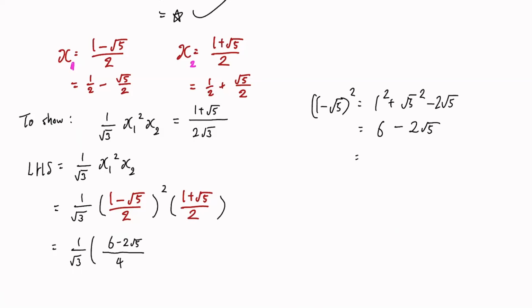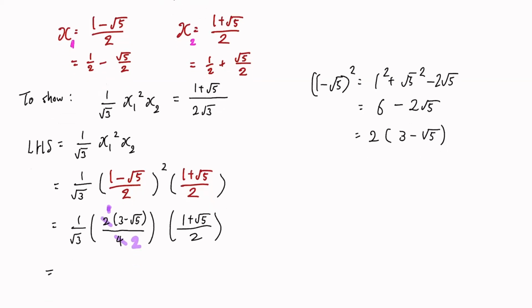I'll go a bit faster because I realize there's a common factor of 2. So I factor out the 2 to get 2 bracket 3 minus root 5. Anything to cancel? Yes. The 2 and 4 cancel off. Left with 1 and a 2. Okay, then after that, you multiply by 1 plus square root 5 over 2. Simplify a bit more. So you get 1 over 2 times 2 is 4. 4 root 3 multiplied by, I'll just put it at the numerator.